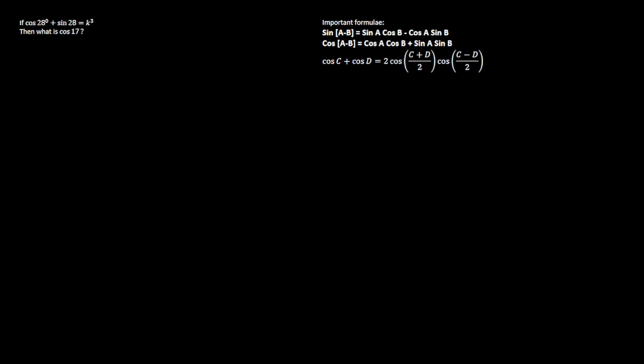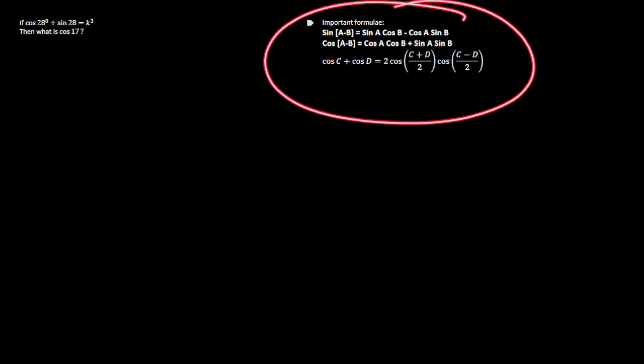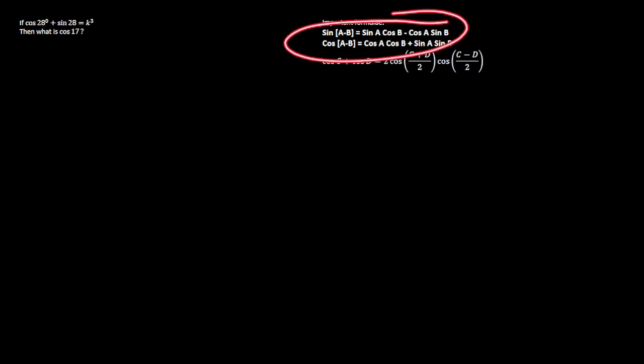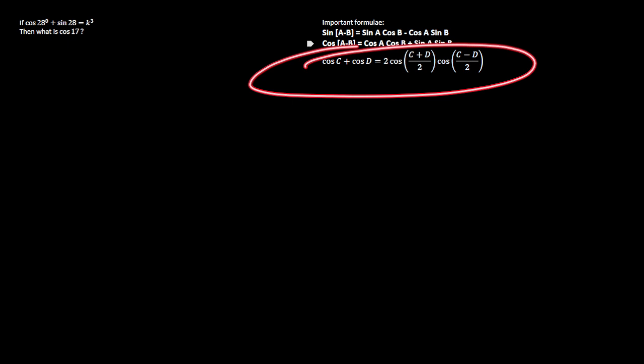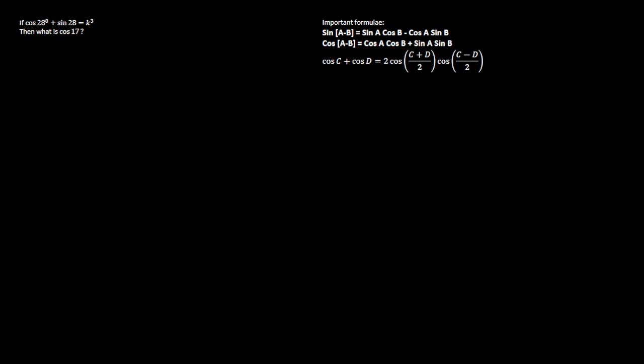In today's video, we're going to be solving this problem: if cos 28 plus sine 28 is equal to k cubed, then what is cos 17? And we're going to be using these three formulas. We're going to be using these two for the first method and this for the second method. So without further ado, let's get on to method number 1.